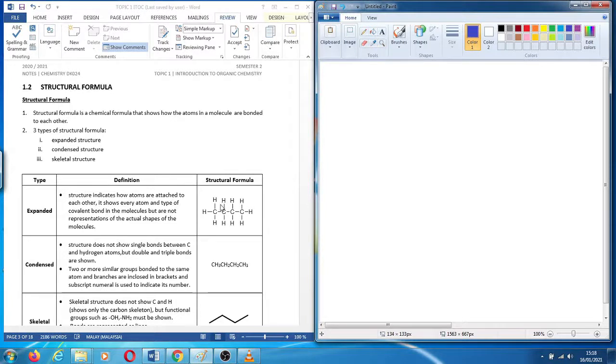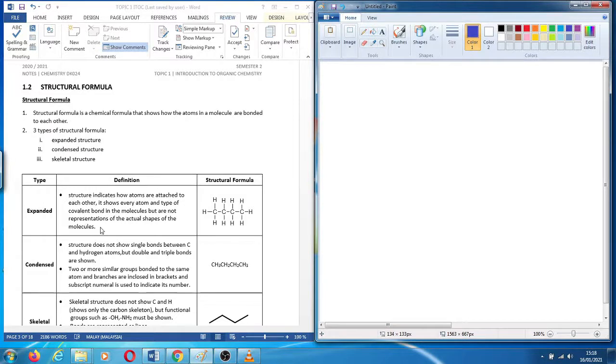We have three types of structural formula. The first one is expanded structure, the second one is condensed structure, and the third one is skeletal structure. The first type is the expanded structure. In an easy way, expanded means kembang. You have to expand, you have to show all the bonds between the atoms.